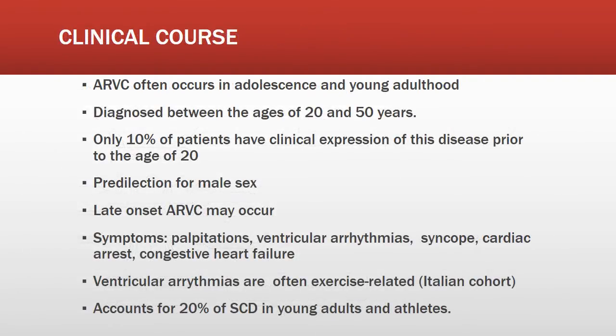So ARVC often occurs in adolescence and young adulthood, and it is usually diagnosed between the ages of 20 and 50 years. But 10% of patients might have clinical expression prior to the age of 20 years. There's a predilection for males, but keep in mind that late onset ARVC may also occur. Symptoms include palpitations, ventricular arrhythmias, syncope, cardiac arrest, and congestive heart failure. Ventricular arrhythmias are often exercise-related, as shown by an Italian cohort, and it accounts for approximately 20% of sudden cardiac death in young adults and athletes.